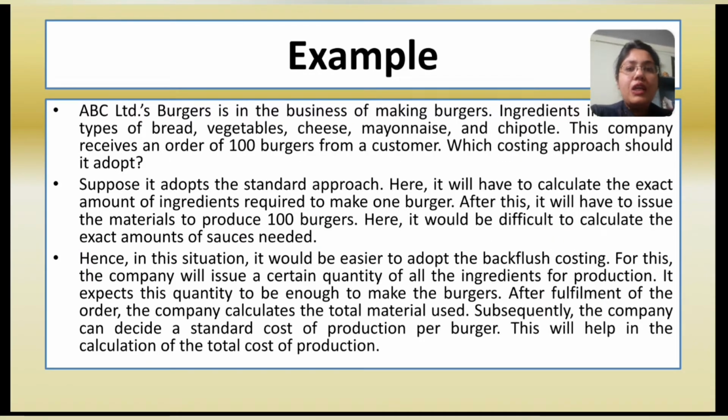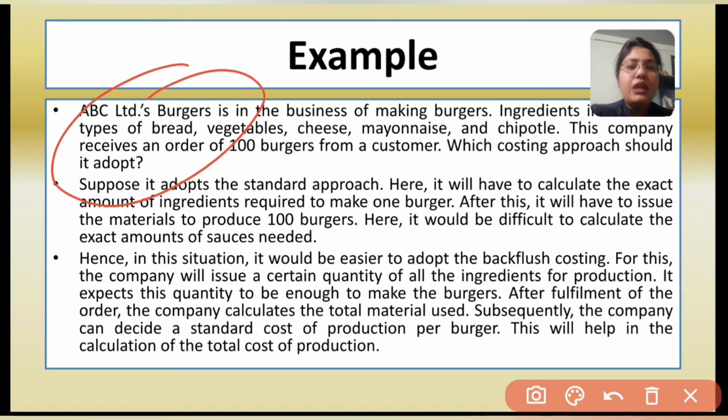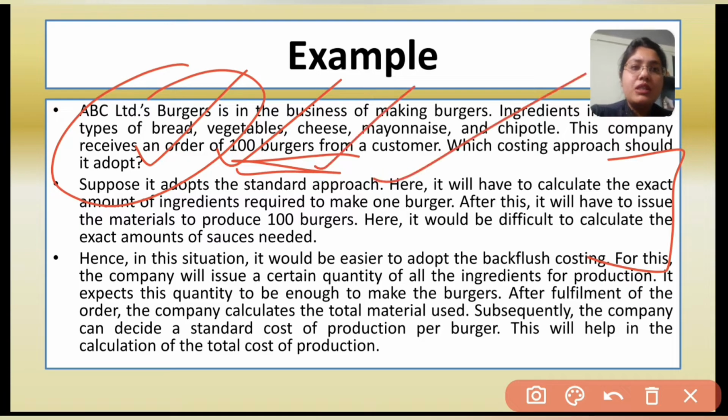Now here I have taken an example of ABC Limited that produces burgers. It has got an order of 100 burgers. If we use traditional costing, it is very difficult to ascertain the cost, because for making the burgers, bread is needed, vegetables are needed, cheese is needed, mayonnaise is needed, and other inventories are also needed. So it is very difficult to know how much cost it will incur for all such things.